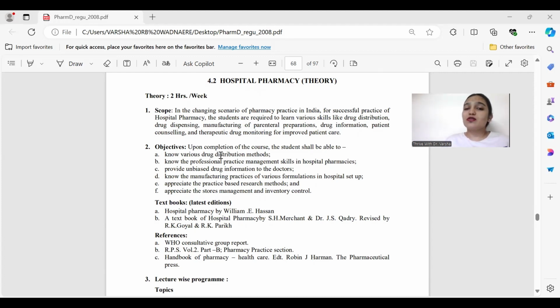Knowing the various drug distribution methods, you should know the professional practice of management skill in pharmacies, provide unbiased drug information to the doctors, know the manufacturing practices of various formulation in hospital setup, appreciate the practice-based research methods, and appreciate the store management and inventory control. You'll be learning all this in your theory.